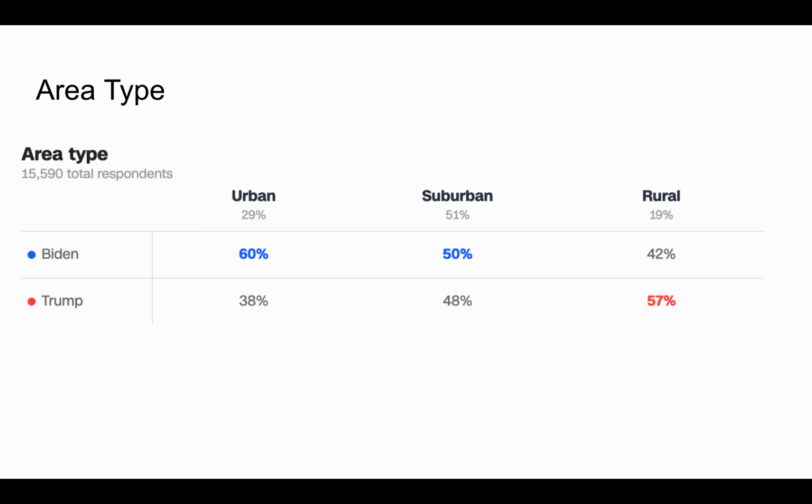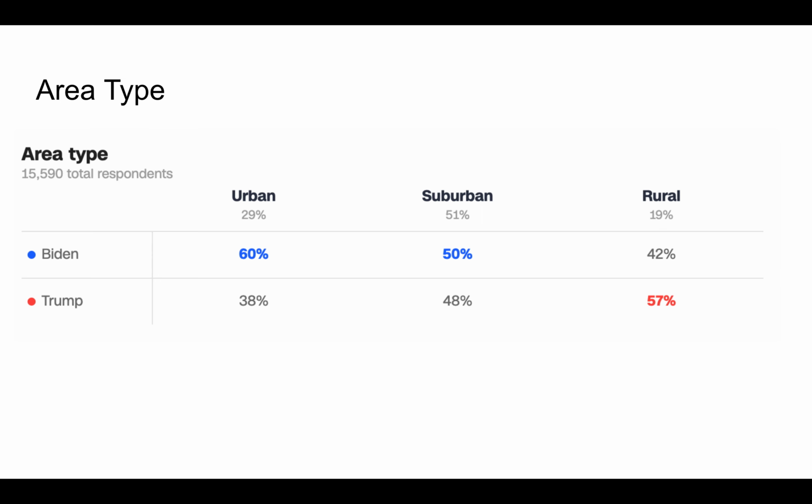Urban areas typically vote for Democrats, and rural areas typically vote for Republicans. Biden, the Democrat, won urban areas in 2020 by 22 points, compared to Trump, the Republican, who won rural areas by 15 points.